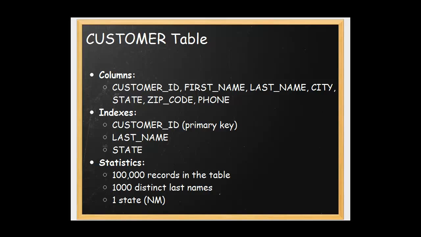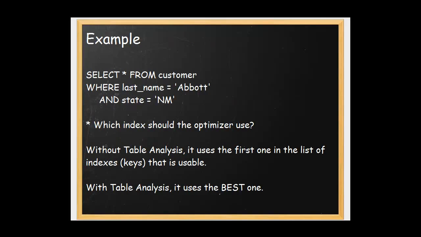Now, some basic statistics about this table: it has 100,000 records in the table. The last name column has 1,000 distinct last names in this table. The state column, all of the records in this entire table contain the state, New Mexico. So here's our example. We're going to run a select statement that says select star from customer, where the last name equals Abbott and the state is New Mexico. Very simple query. Here's the question: which index should the optimizer use?